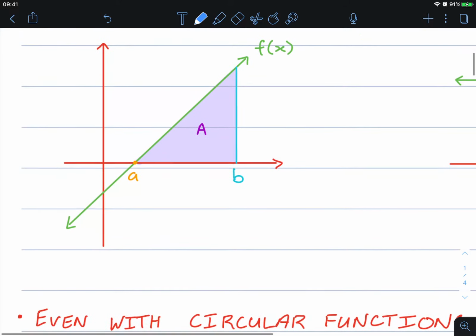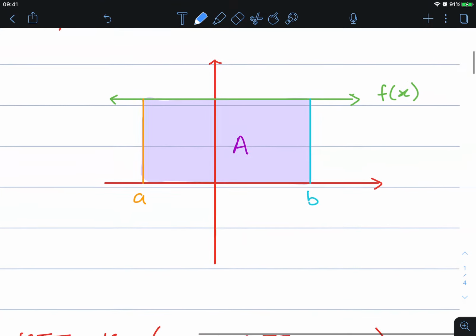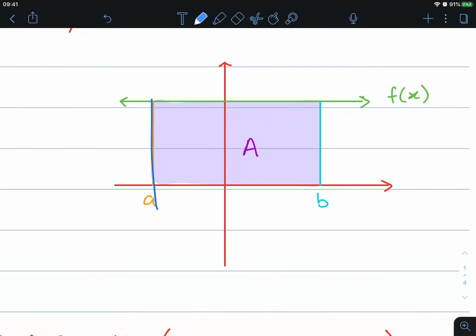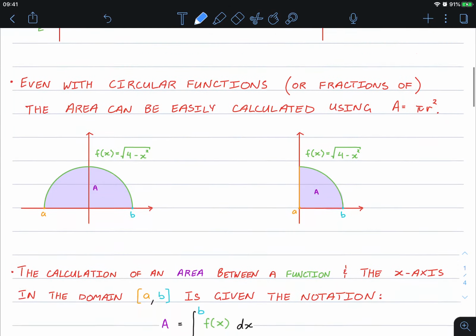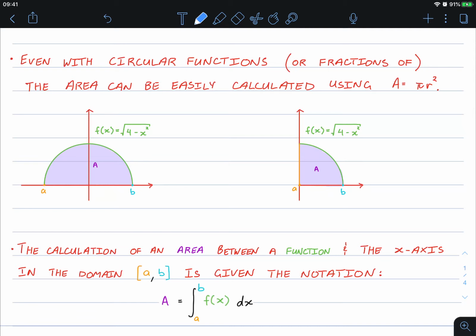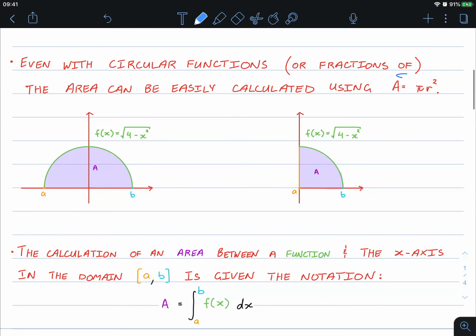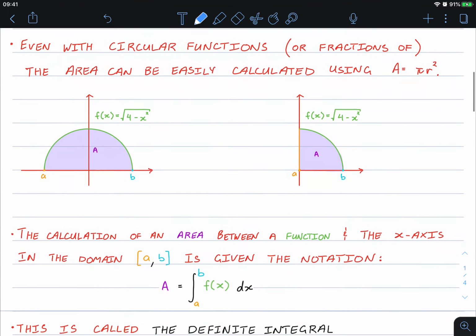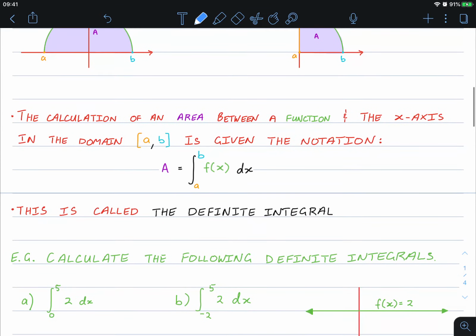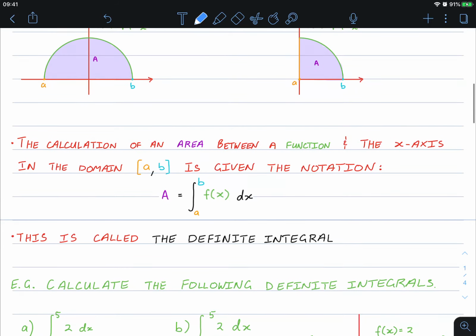So if we wanted to find this area here, we can see that this is going to be a triangle. If we wanted to find the area between these two boundaries on this function here, in case you don't know, this is y equals some value k. And even with circular functions or fractions of circles, we can just use the area of a circle and find whatever fraction it is.